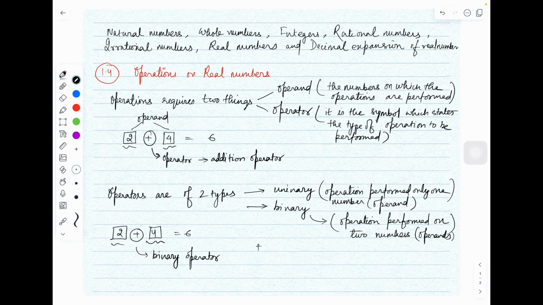But if you write plus 2, only 2 has no meaning by itself. You are performing the operation of plus on a single number. This plus is a unary operator. Similarly, if you write minus 2, this minus is also a unary operator. Understood? So these are the two types of operators, unary and binary.